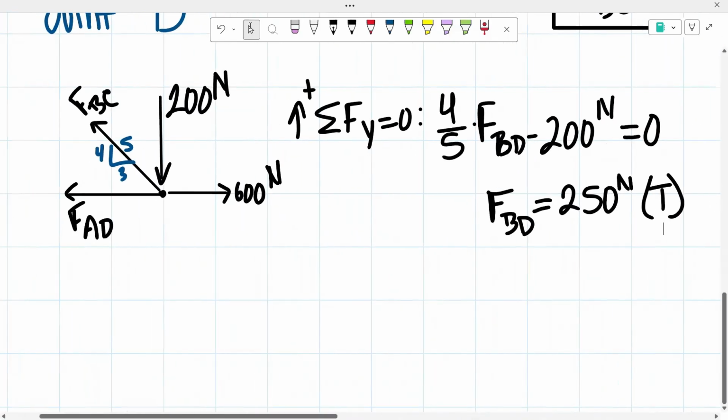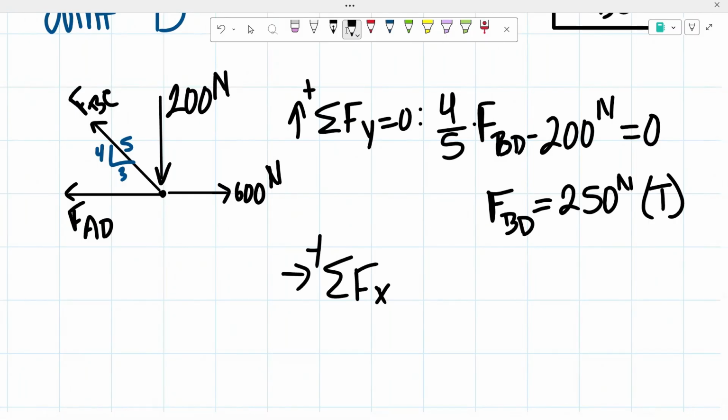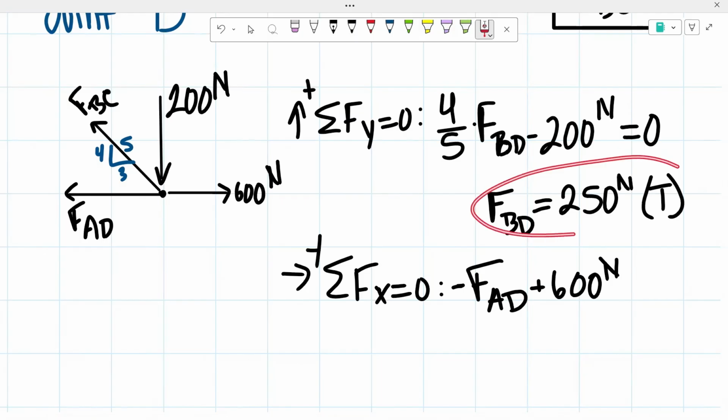Now we can proceed to taking the sum of the forces in the X direction. We're assuming that force AD is in tension, so negative in this case. So negative force AD, since it would be going to the left. From there, we have plus the 600 newtons. And then we have our force BD, which also has a horizontal component. But this time, we know the value of the force BD.